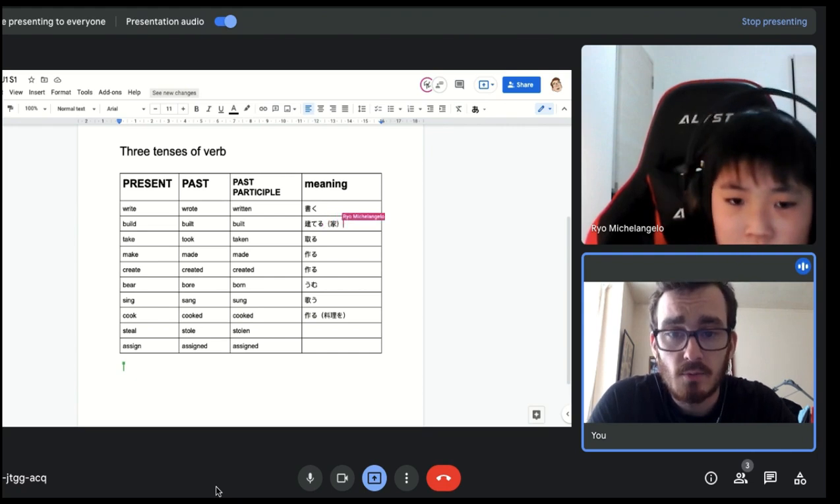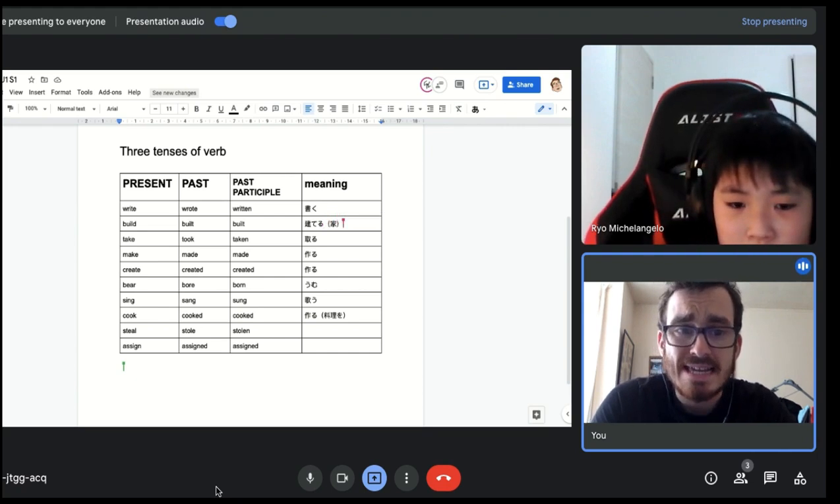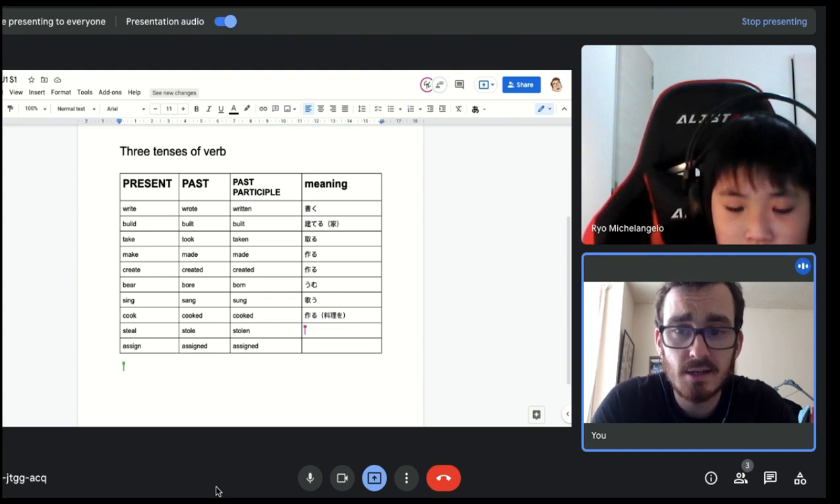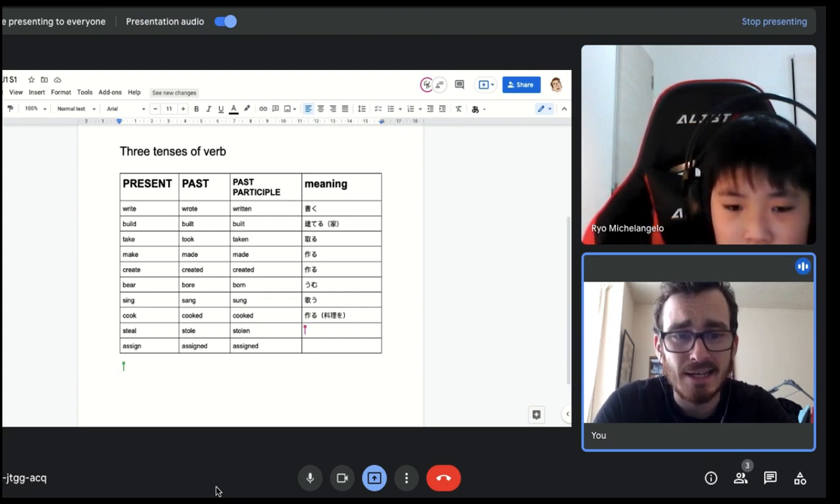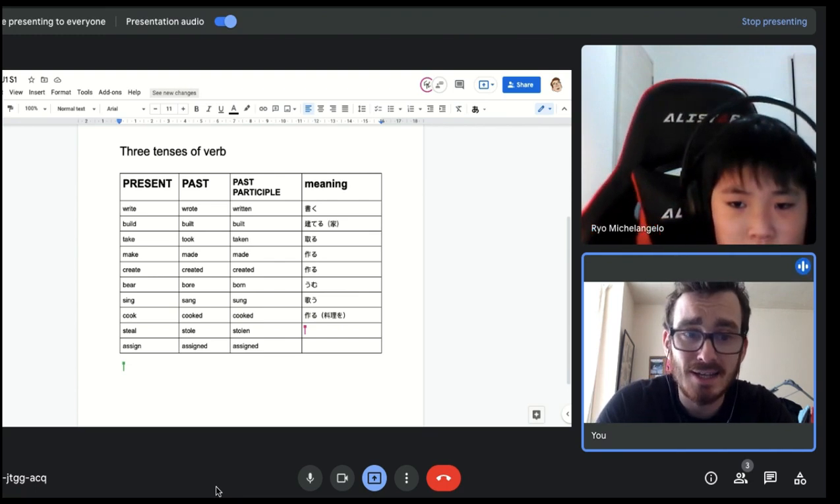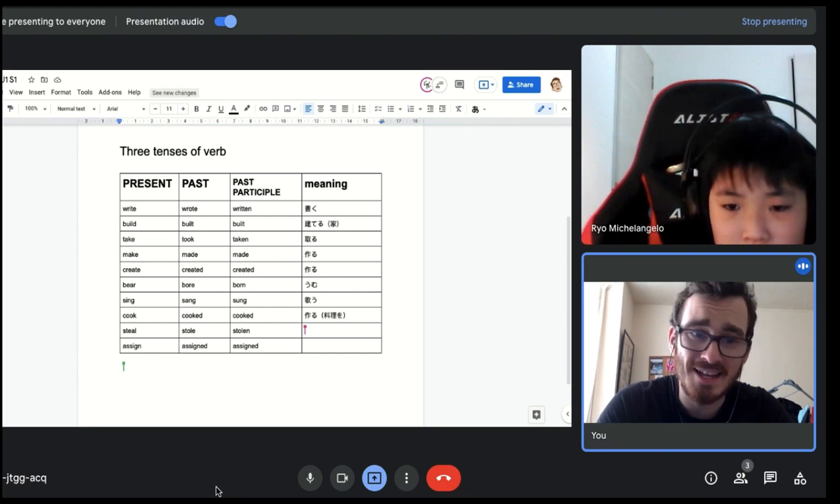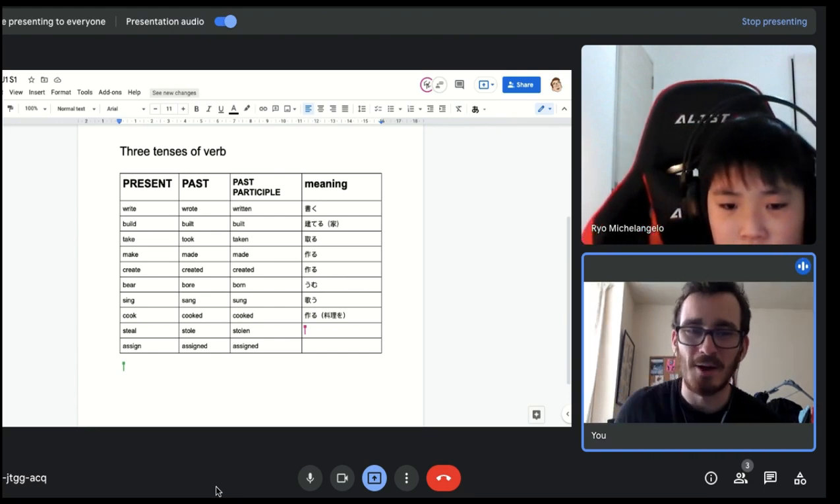And the next one, we've got steal. Steal in the present, stole in the past, and the past participle stolen. So, in fact, we'll make this in the negative because it's bad. I don't steal. Well, I didn't steal is a way of bringing the past into the... I'm going to start over because this gets quite complicated.